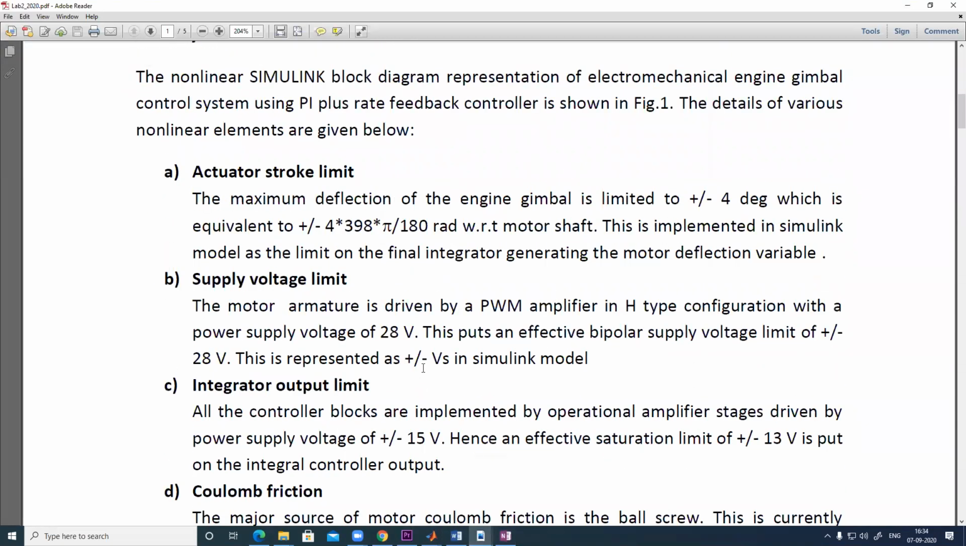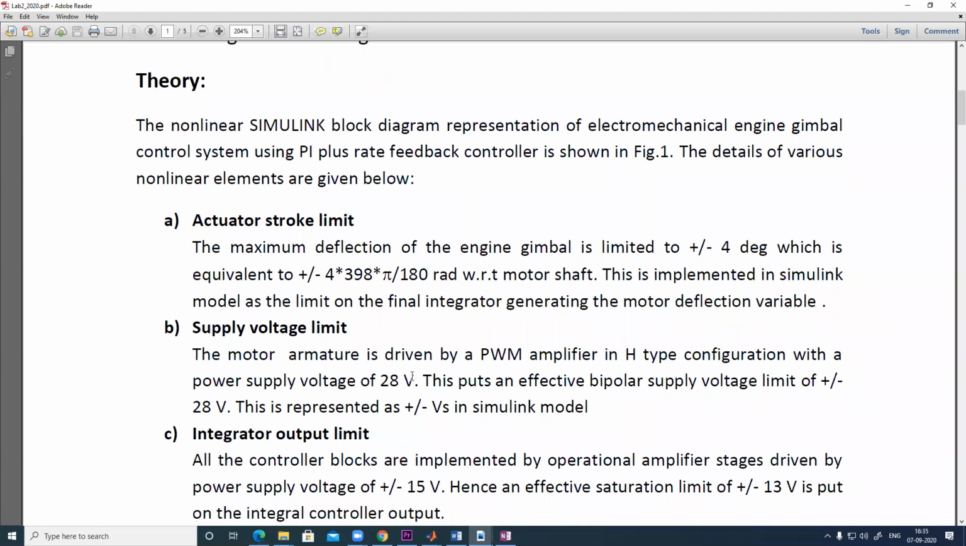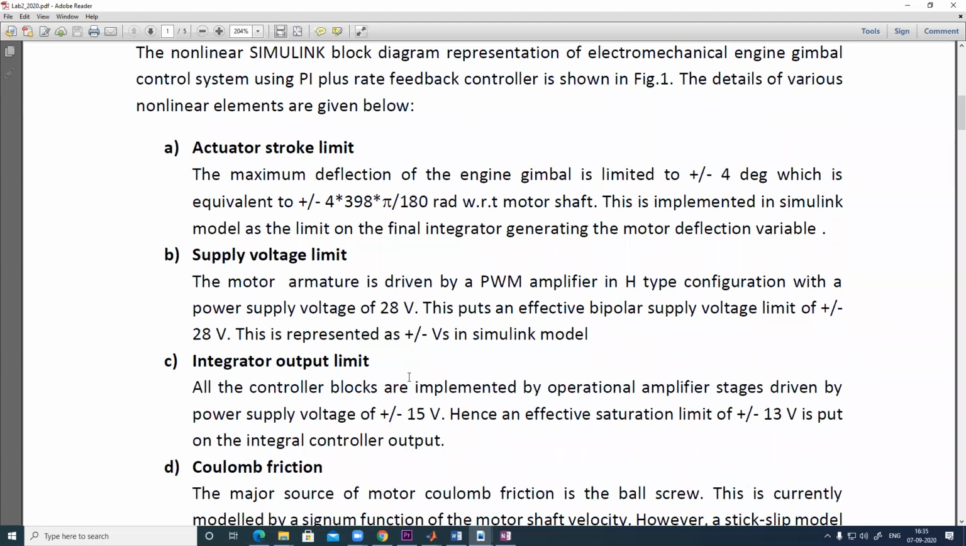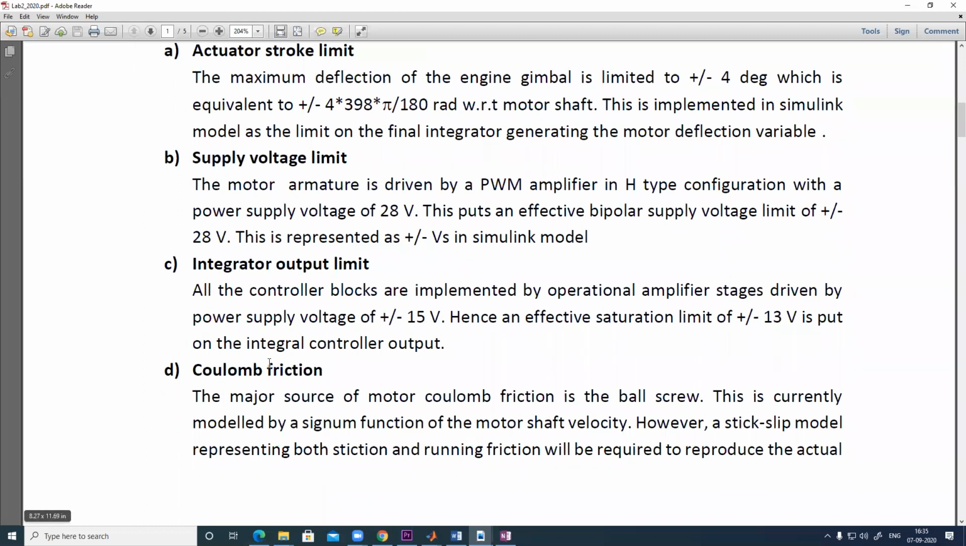So these four are the nonlinearities we are considering for the electromechanical engine impulse control system. So the first one is actuator stroke limit. Second one is supply voltage limit. Third one is integrator output limit. Fourth one is Coulomb friction.